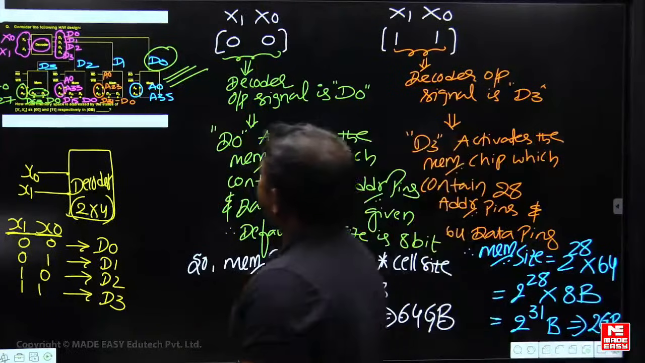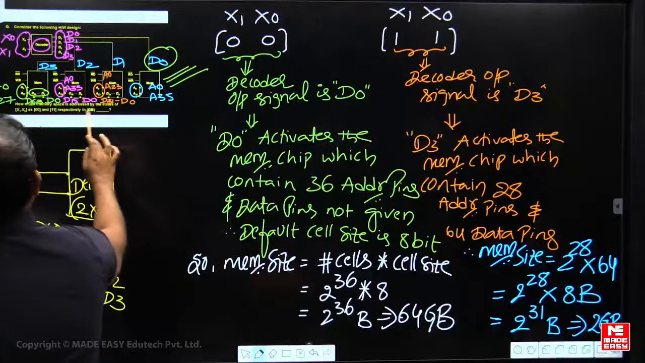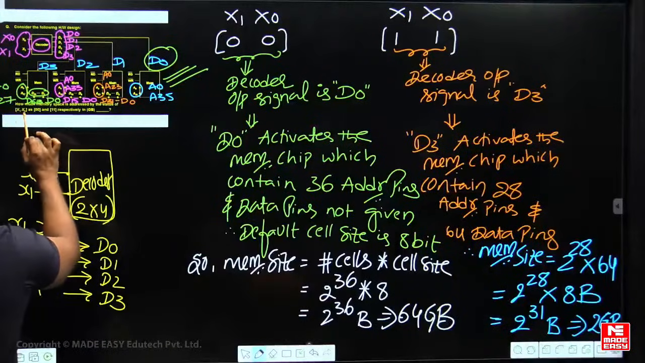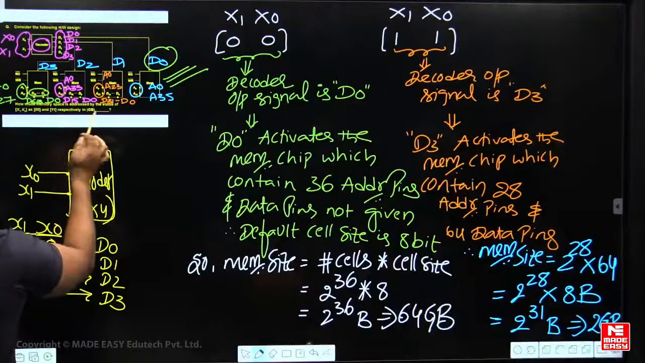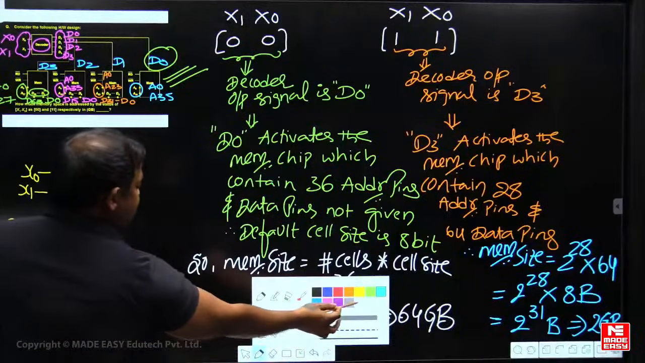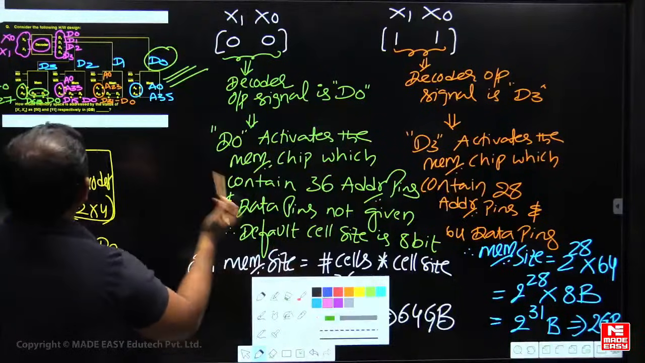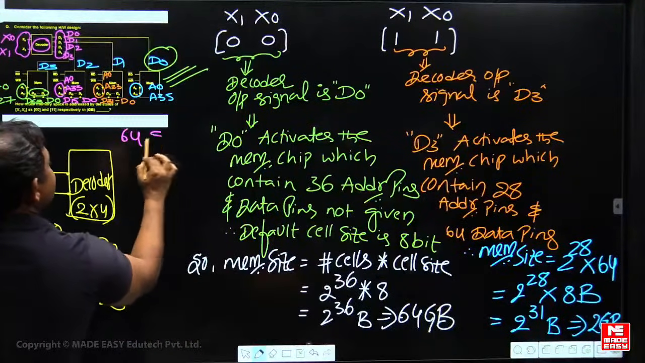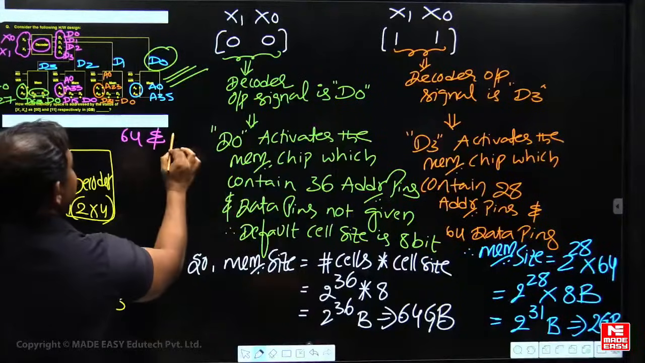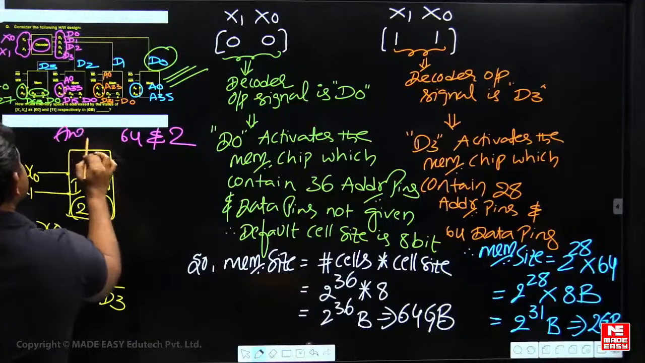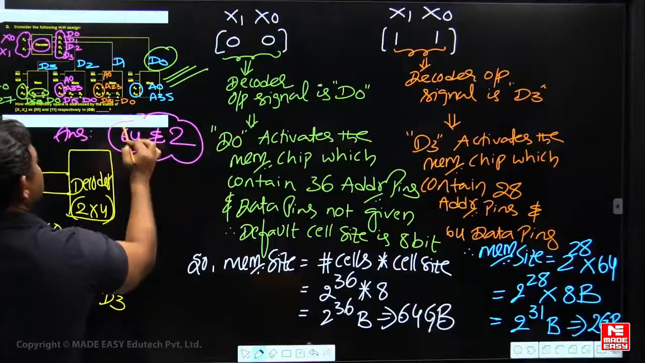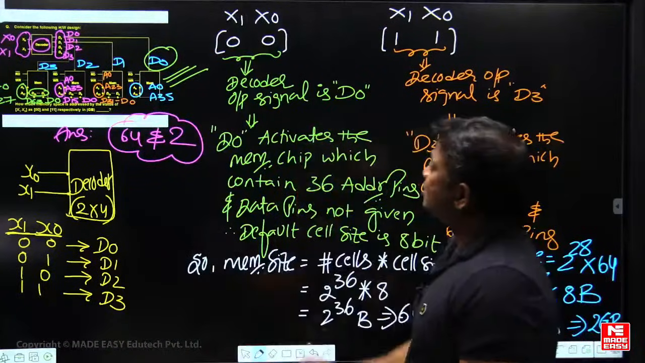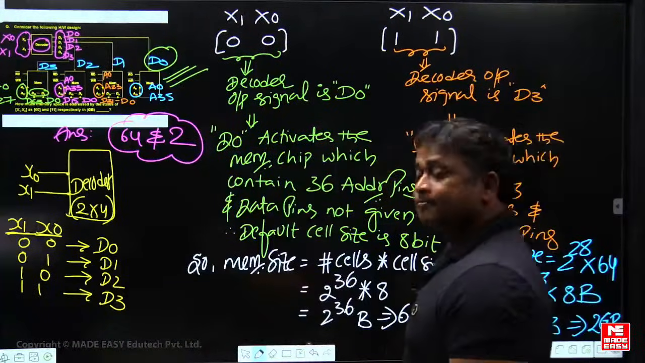Then what is the question expecting? How much memory space is expressed by the status of x0, x1 as 0, 0 and 1, 1 respectively. When 0, 0 is there, how much memory is possible? 64 GB. And when 1, 1 is there, then 2 GB. Then answer is 64 and 2. 64 GB and 2 GB with respect to the given state. Okay, student.